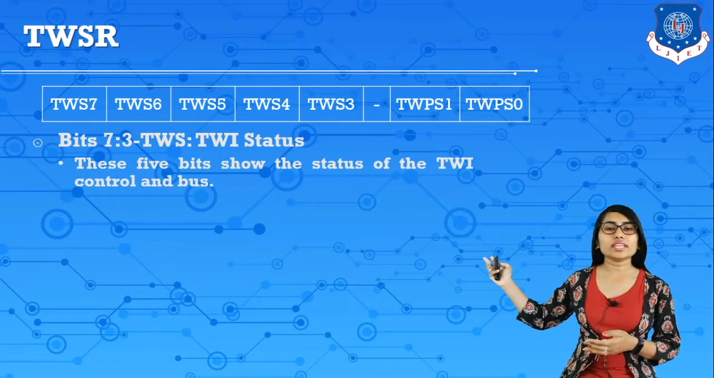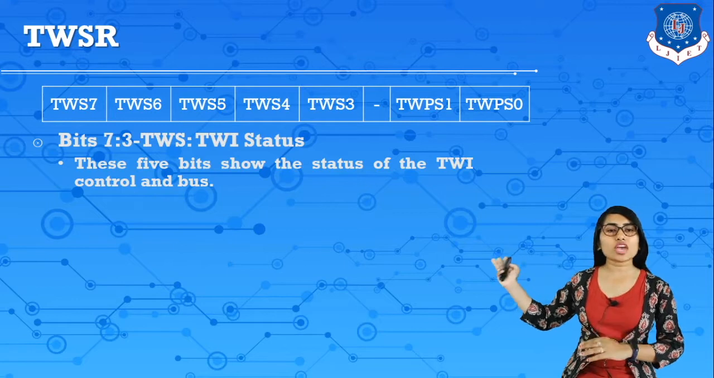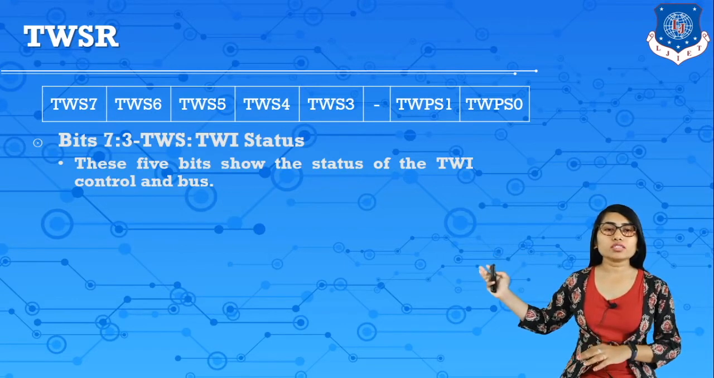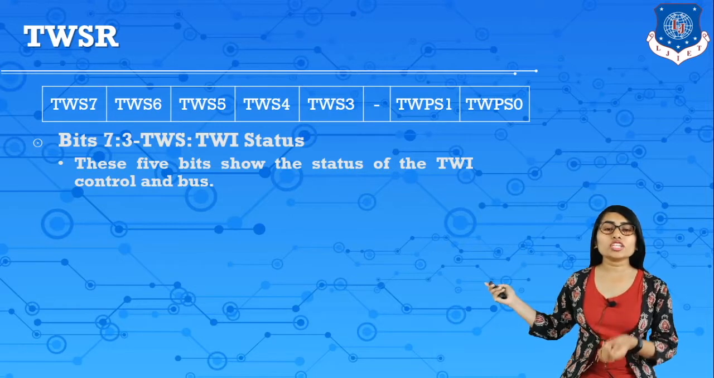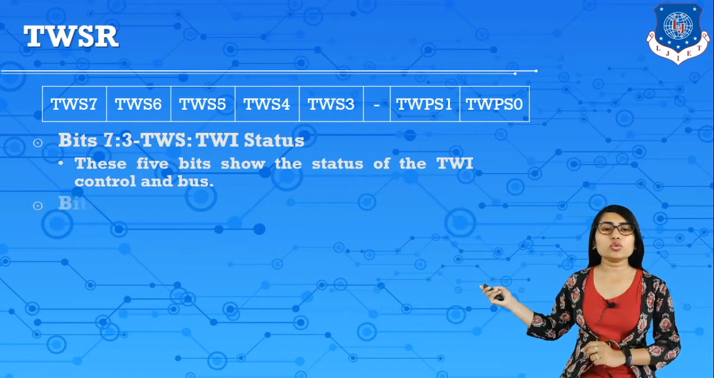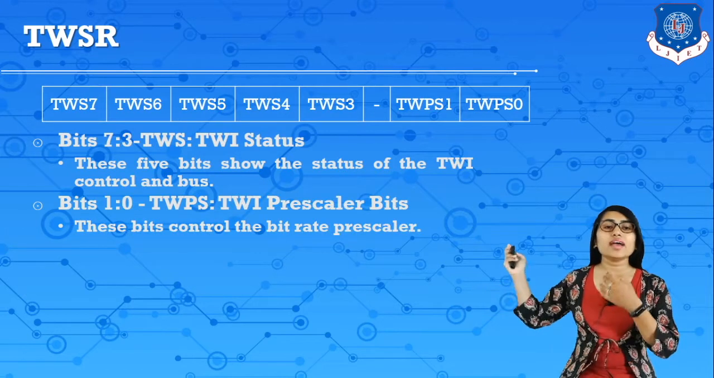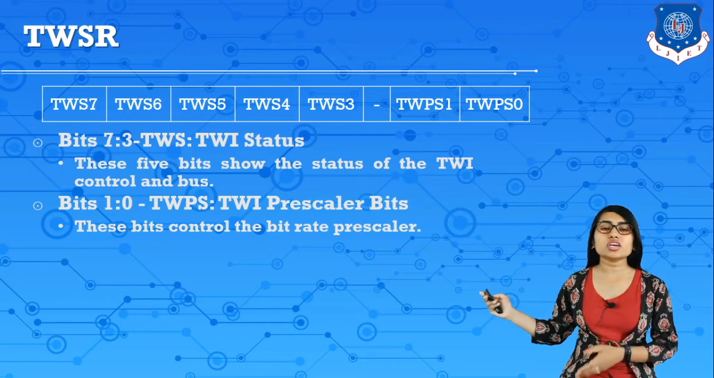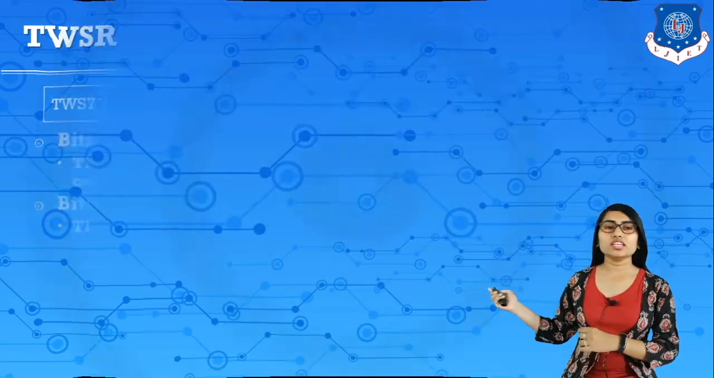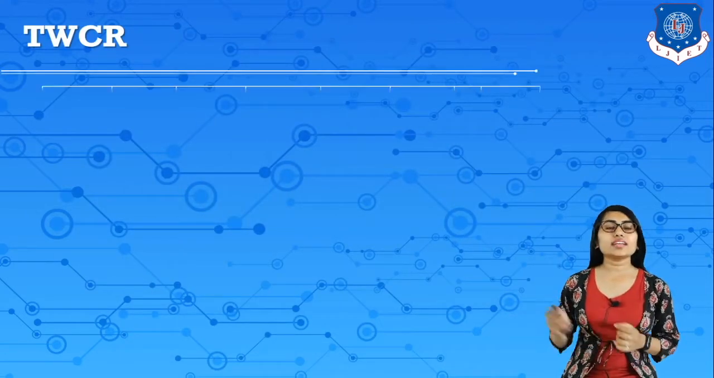Then TWSR. In the TWSR there are a total of 7 bits. The TWS bits, which are 5 bits, show the status of the TWI control and bus, and TWPS is the TWI prescaler bits; these bits control the bit rate prescaler. So this is TWSR. Now TWCR.